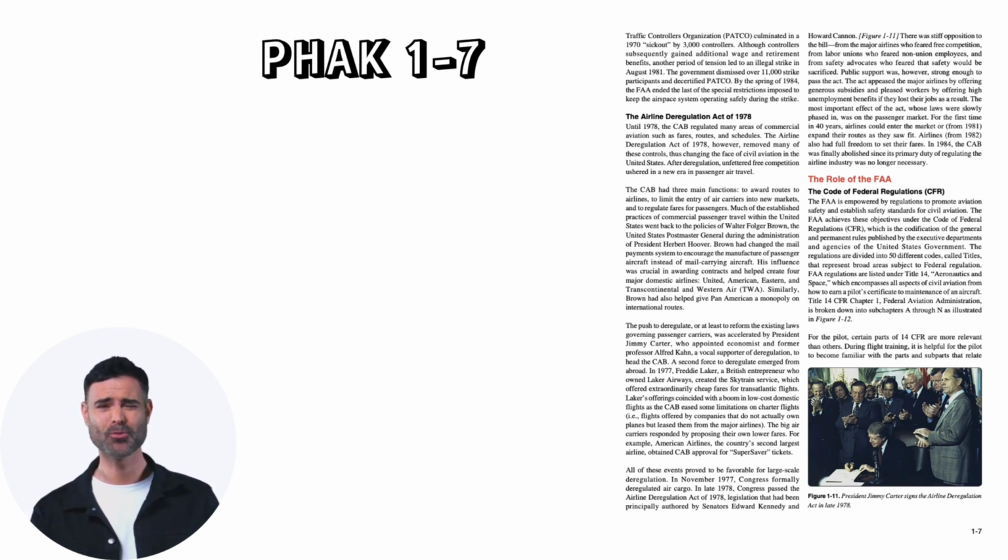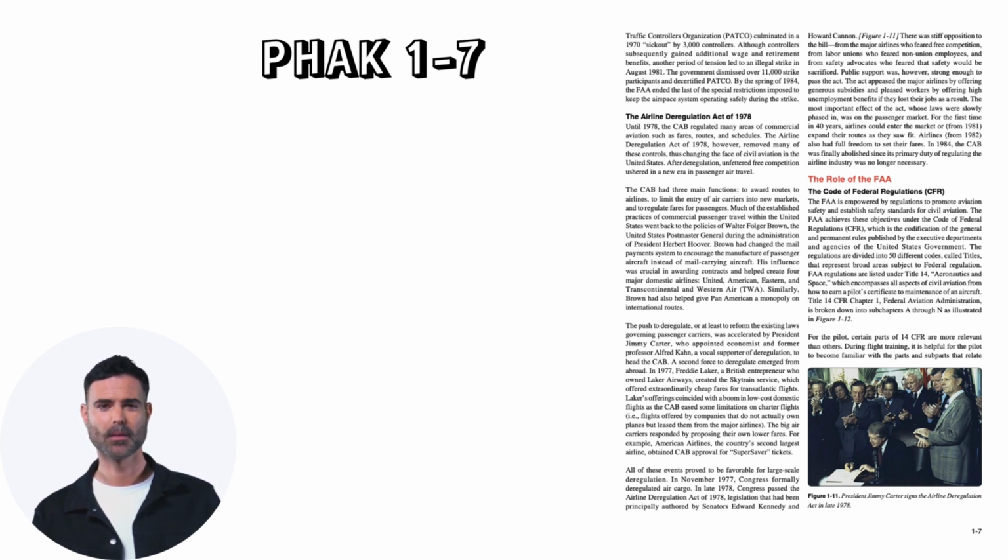The CAB had three main functions: to award routes to airlines, to limit the entry of air carriers into new markets, and to regulate fares for passengers. Much of the established practices of commercial passenger travel within the United States went back to the policies of Walter Folger Brown, the United States Postmaster General during the administration of President Herbert Hoover.